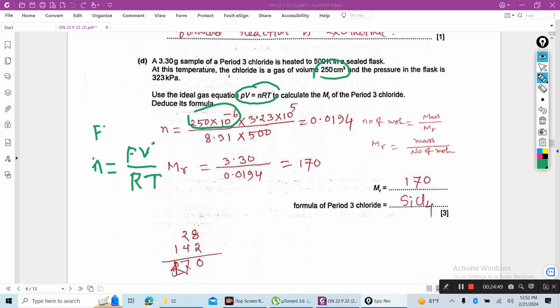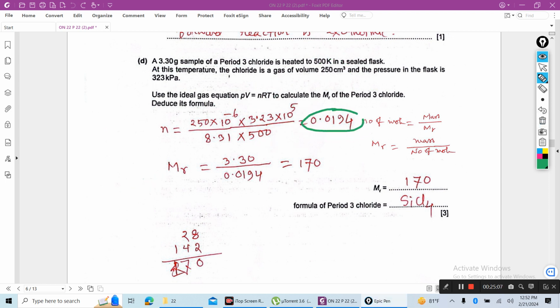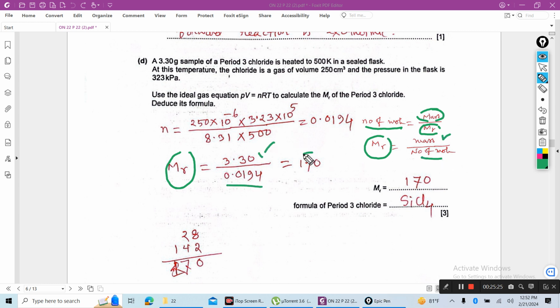And P is 323 kilopascal, 3.23 times 10 to the power 5. This has been converted to Pascal. Now R value is 8.31 and T is 500. If you calculate, you get this mole. Now you know number of mole is equal to mass in gram divided by molecular mass. So molecular mass will be mass divided by number of mole. You get 170.